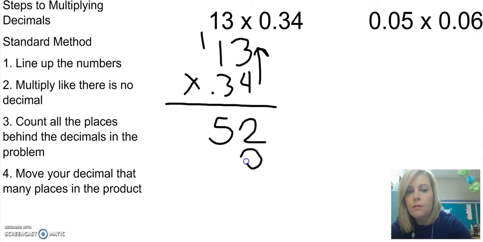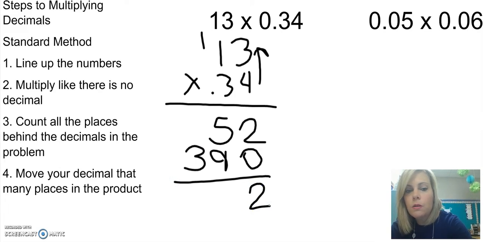So I did the first row. I'm going to drop my 0 to hold the place. I'm going to multiply 3 times 3, and I'm going to get 9. And then I'm going to multiply 3 times 1, and I'm going to get 3. And I'm going to add up these numbers. I've got 2, I've got 9 plus 5, which is 14, and then I've got 3 plus 1, which is 4.